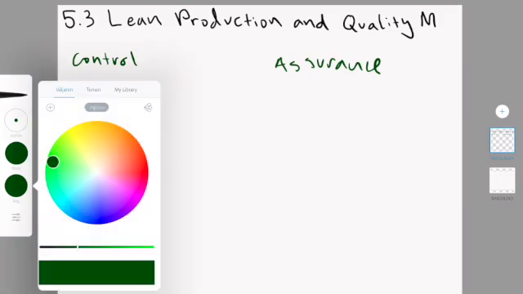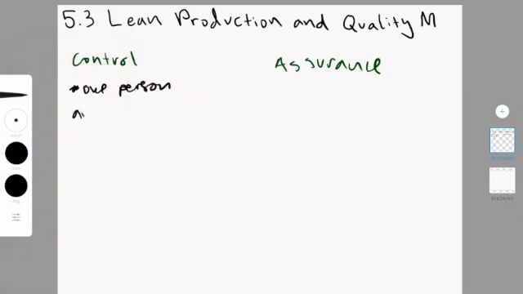Okay. So, what is the difference between control and assurance? So essentially, in control, you are having one person check the quality after the production is over. So one person checks the final product. Meanwhile, in assurance, you have not one person, you have the whole business constantly checking quality throughout the process.